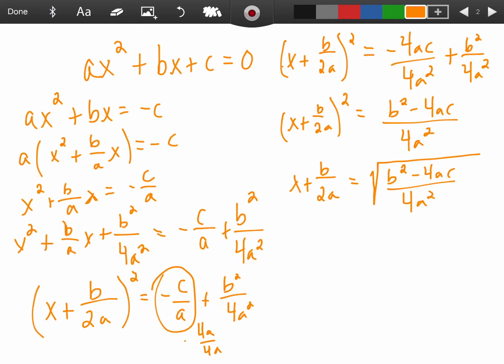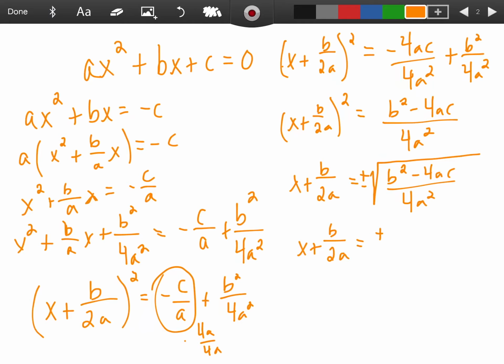And I remember, all right, well, if I have the square root of two things divided by each other, that's just the square root of the numerator divided by the square root of the denominator. So x plus b over 2a equals, and one thing that I forgot, geez, what am I doing? I forgot that positive or negative sign.